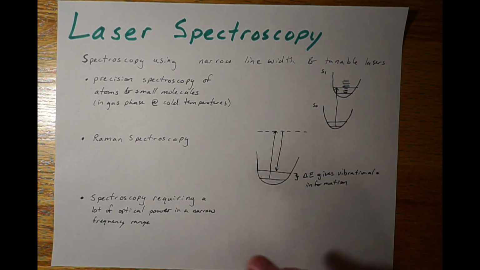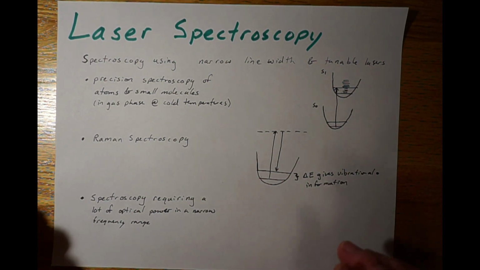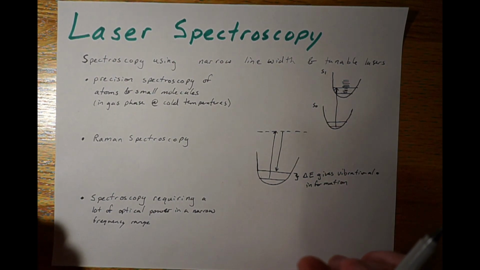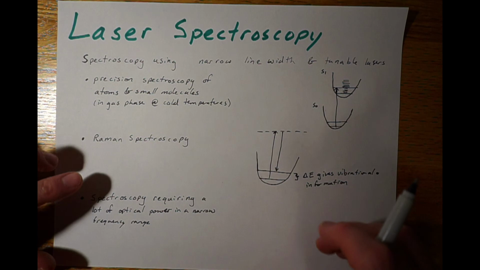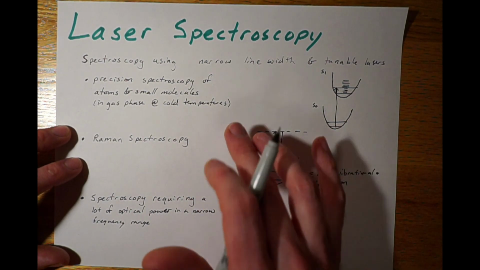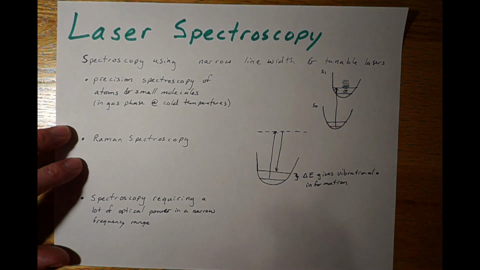And in general, a lot of the precision spectroscopy and the most accurate things we know about atoms and small molecules come from this type of spectroscopy, using very narrow line width lasers in the gas phase at cold temperatures.